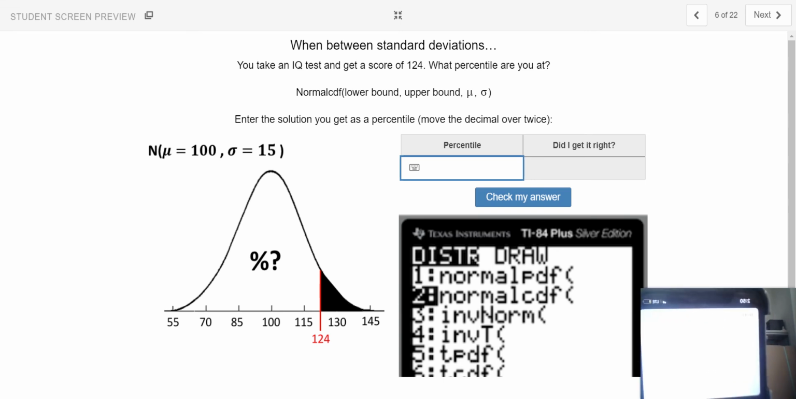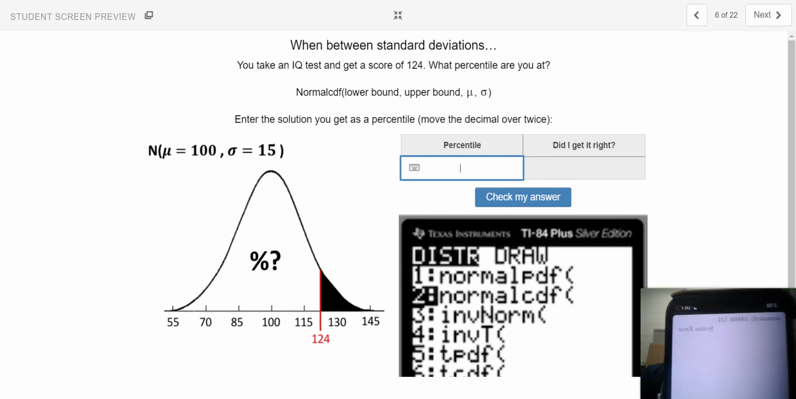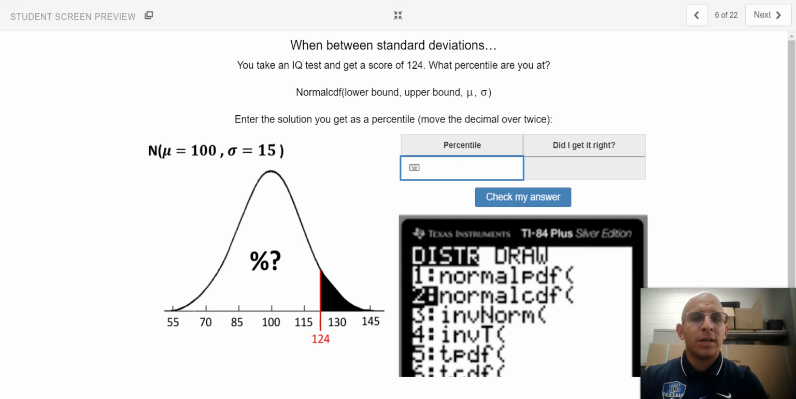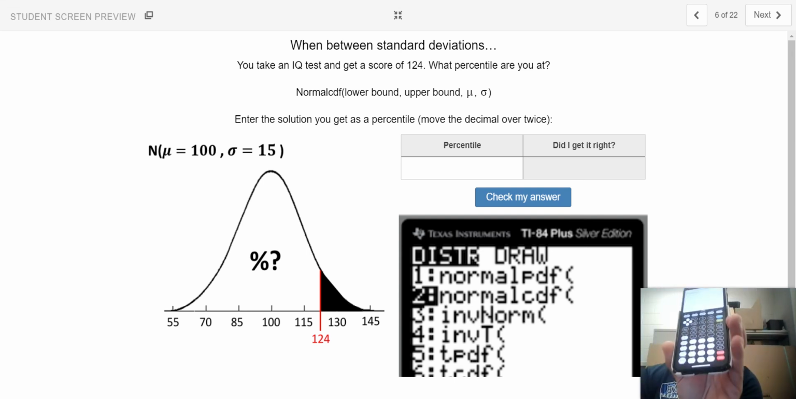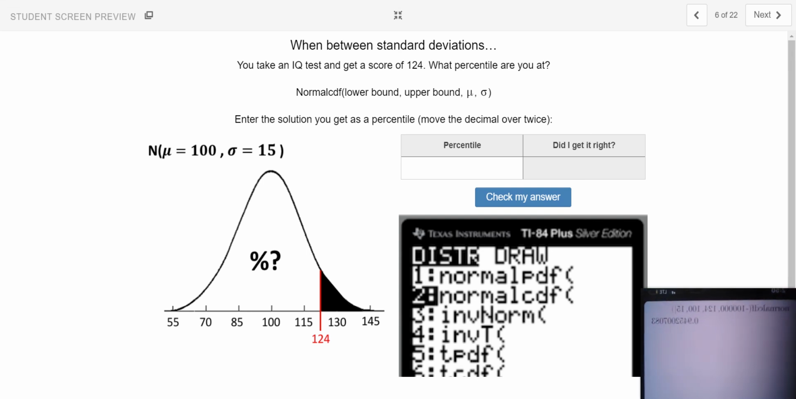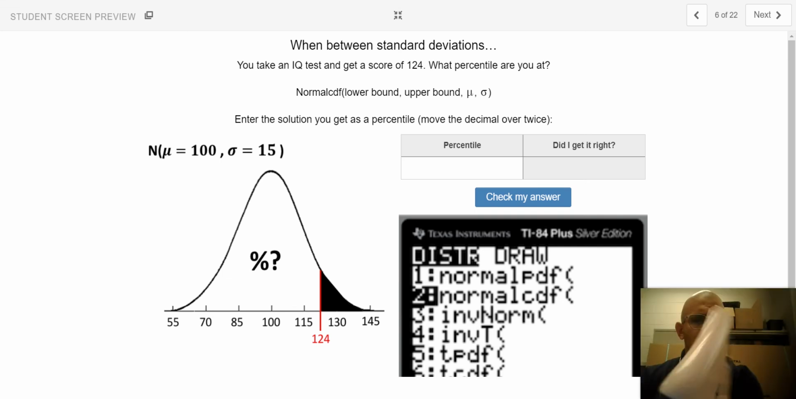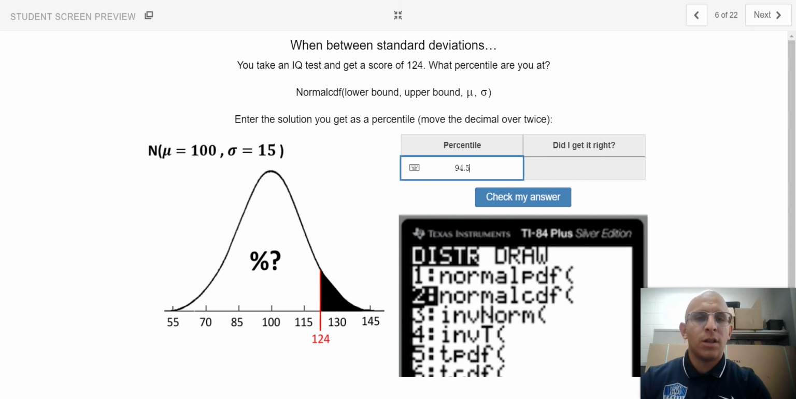Now, notice I have currently a syntax error, and the reason being is because, as you can see here on our screen, I need to provide the calculator with these descriptive statistics, the mean and the standard deviation. So I know that the mean is a value of 100 and the standard deviation is a value of 15, and I get this decimal equivalent, 0.945. So if I interpret that as a percentile, that would be the 94.5 percentile.